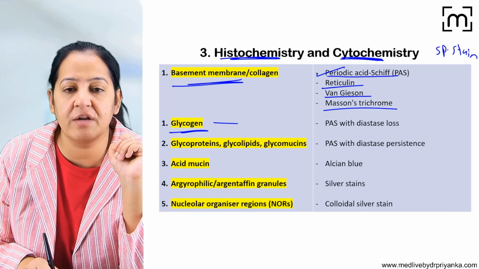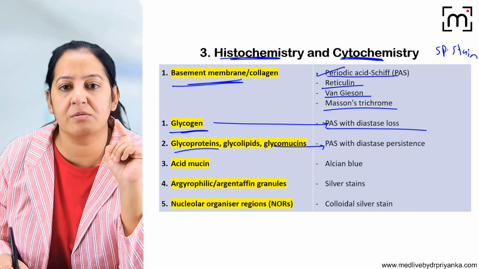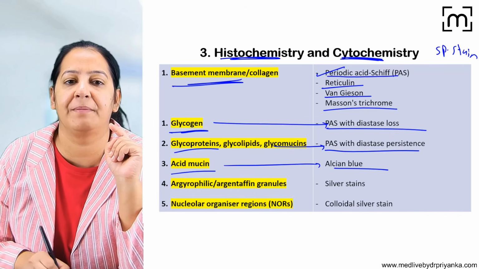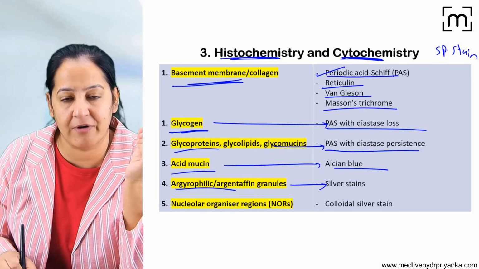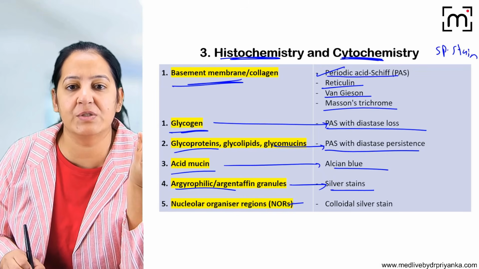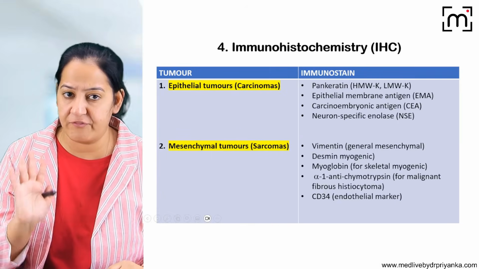For staining glycogen, we use PAS with diastase loss. For staining glycoprotein, we can use PAS with diastase persistence. For acid mucin, we can use Alcian blue. For argyrophilic tissues and granules, we use silver stains. For nucleolar regions, we use colloidal silver stains. So these are the special stains. You can learn a list or a few examples.